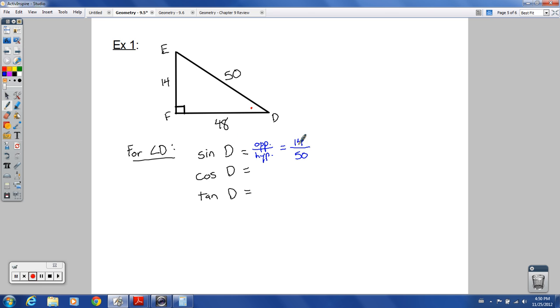The sine of D is this fraction. If you can reduce the fraction, you should, and we can. So we can divide both parts by 2, and we get 7 over 25. So that would be my final answer for that one.